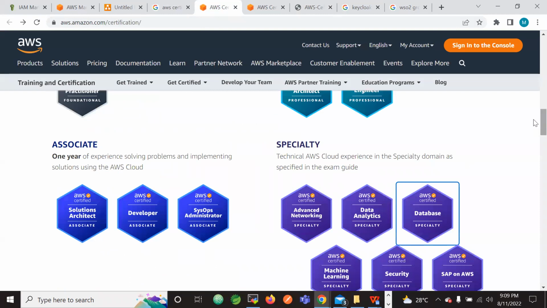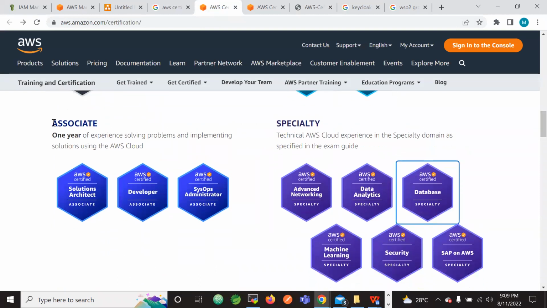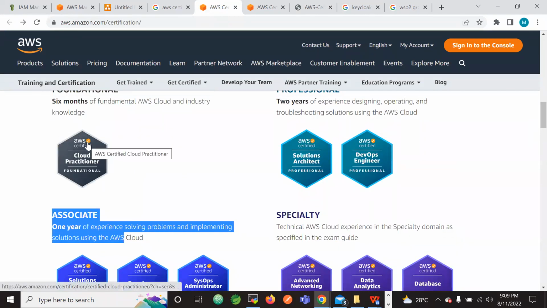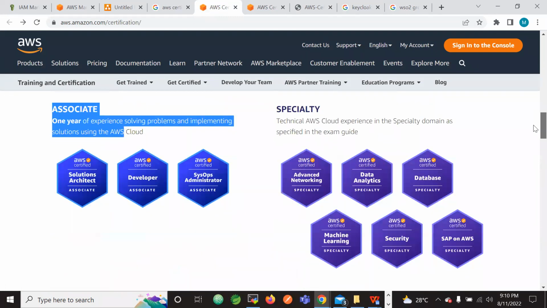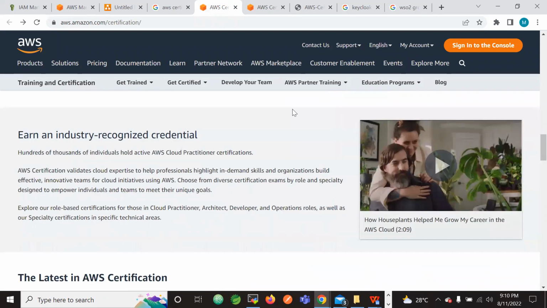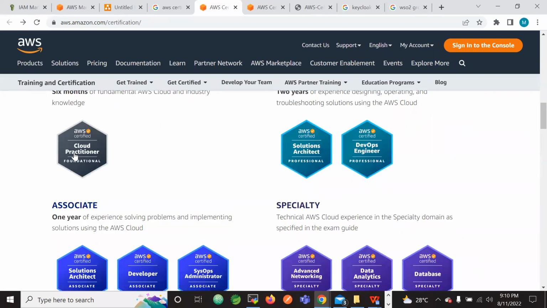But to go to the specialty certifications, the associate is also not required. This cloud practitioner is good enough to go to either the associate, the specialty, or the professional. Based on our experience levels, we can opt for these certifications. Okay, sure, sir. Thank you. Thanks for the details. So if we complete this course, we should be able to attend the cloud practitioner. Yes, we can, without any hesitation, and crack this one.